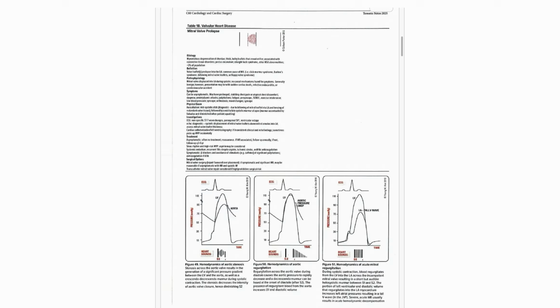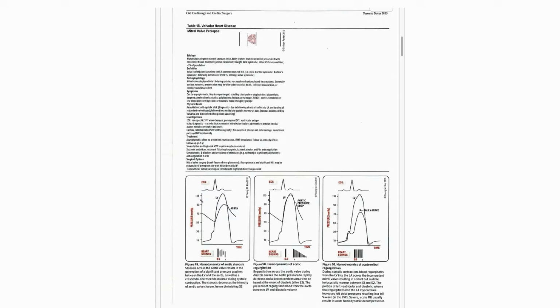Mitral valve prolapse. Etiology. Let's begin with the causes of mitral valve prolapse. The most common cause is myxomatous degeneration of the mitral valve, where the valve leaflets become thickened, redundant, and bulky. The chordae tendineae also become elongated and weakened.